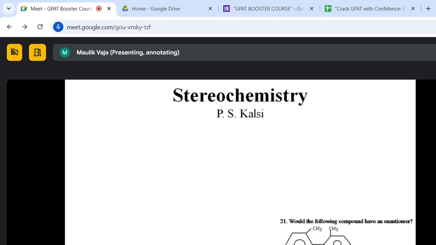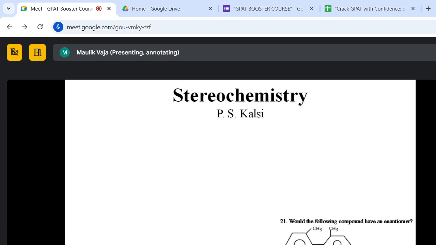Biphenyl system. Atropisomerism means restricted rotation around a single bond. Atropisomerism is possible in biphenyl. Except biphenyl, in which compound is atropisomerism possible? Can anyone say? Restricted rotation around a single bond.